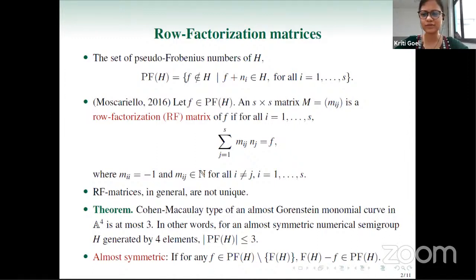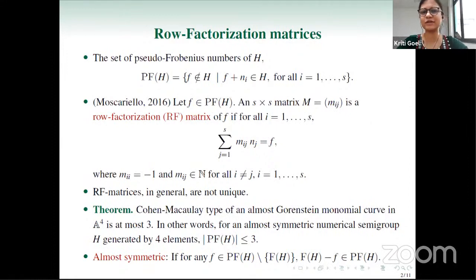And just to quickly recall what an almost symmetric numerical semigroup is: if you pick any pseudo-Frobenius number f which is not the Frobenius number, then the Frobenius number minus this f is also a pseudo-Frobenius number. So that's a quick definition of almost symmetric numerical semigroups. But a theorem which seems as involved as this, Moscariello was able to prove using row factorization matrices. And if one looks at the proof, what is more interesting is that he just counts the number of zeros inside these matrices for various pseudo-Frobenius numbers, and then he's able to come up with this result. So row factorization matrices have embedded in them a lot more information about the numerical semigroups, and we'll see a few more connections later.